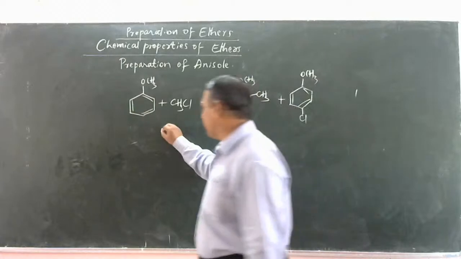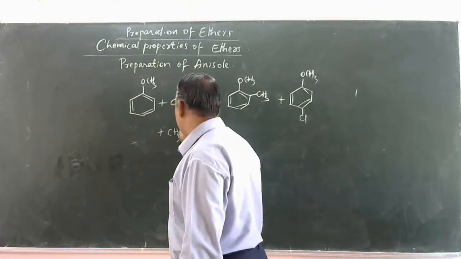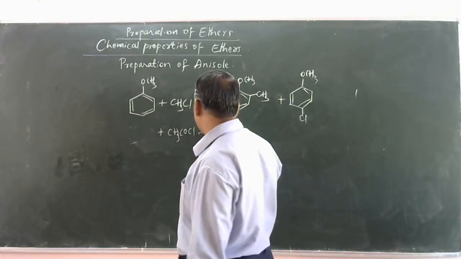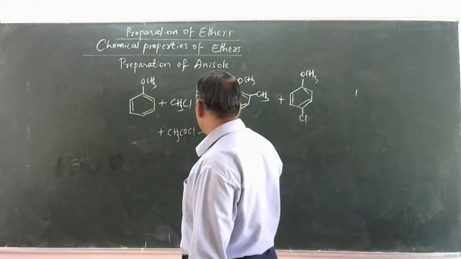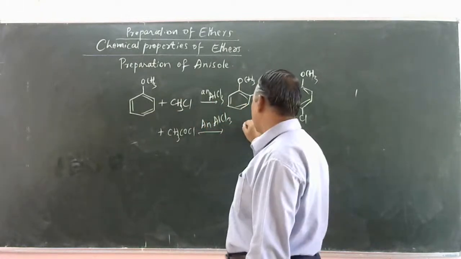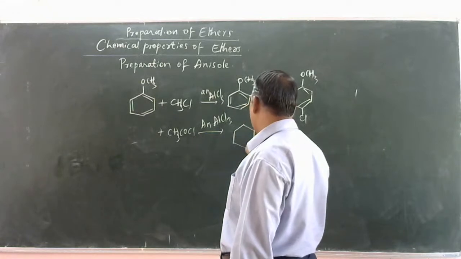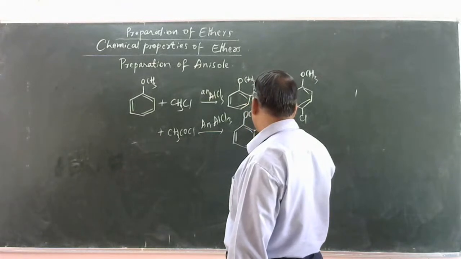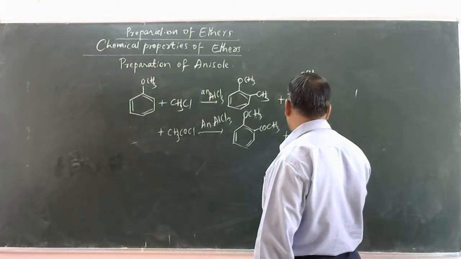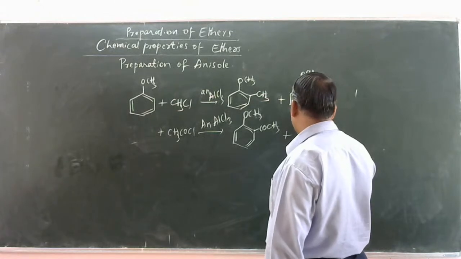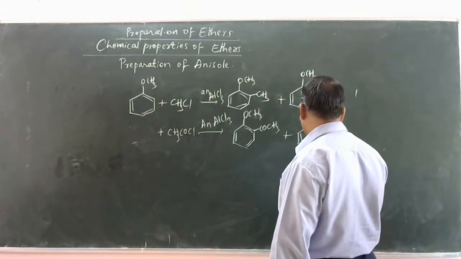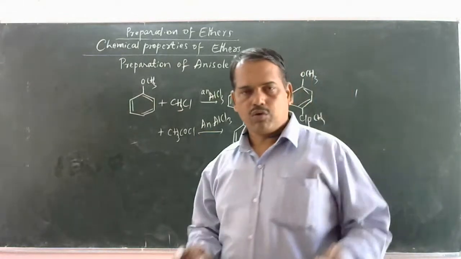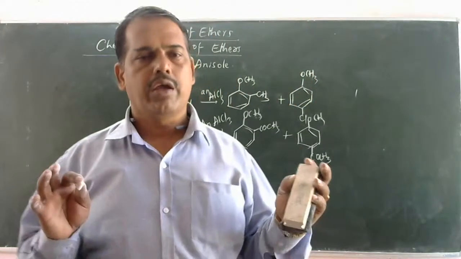See, when it again reacts with acetyl chloride CH3COCl in the presence of anhydrous AlCl3, we will get the acetyl product, OCH3, again COCH3, plus again a simple reaction, OCH3 COCH3. Are you clear? So these are electrophilic substitution reactions of anisole.